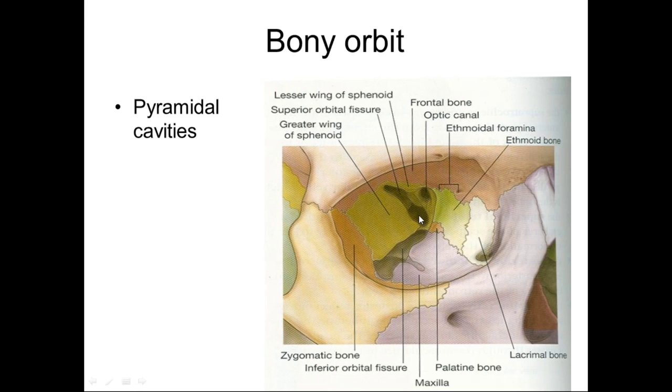Toward the apex, you have three openings. Circular opening is optic canal. A comma-shaped opening is your superior orbital fissure. Inferiorly, the same elongated one is the inferior orbital fissure. Superior orbital, inferior orbital, and optic canal.